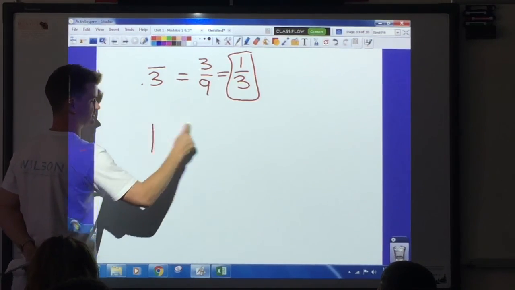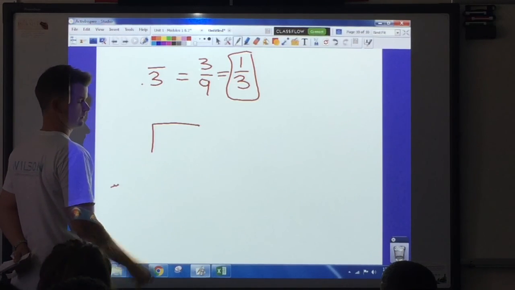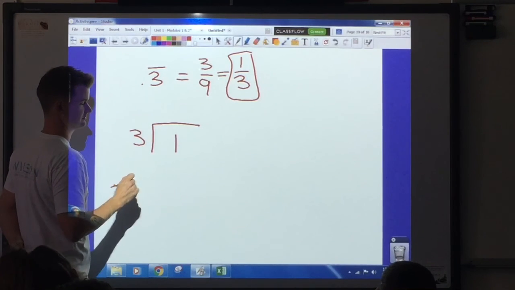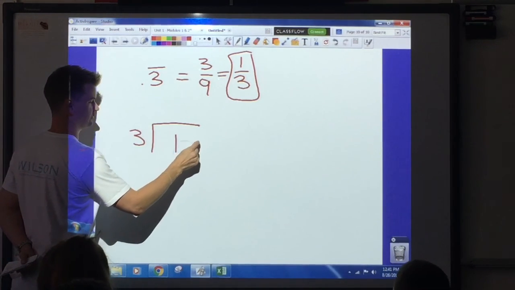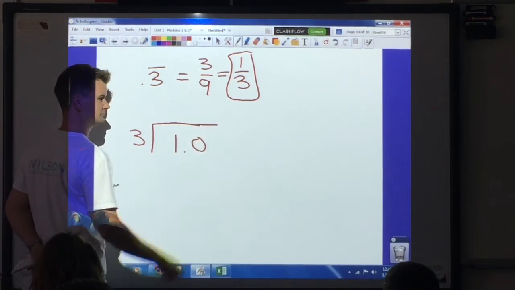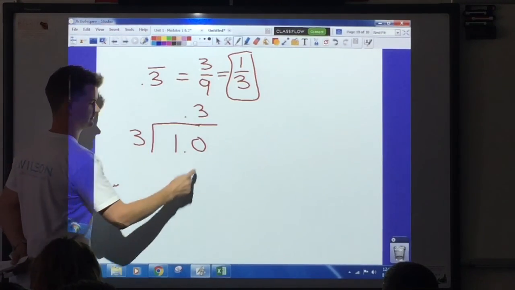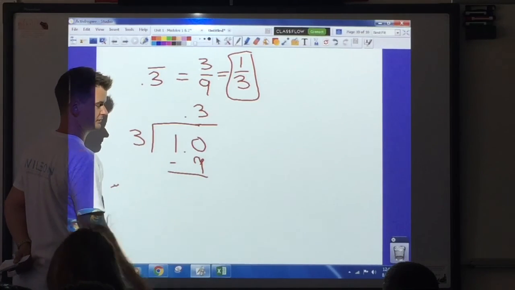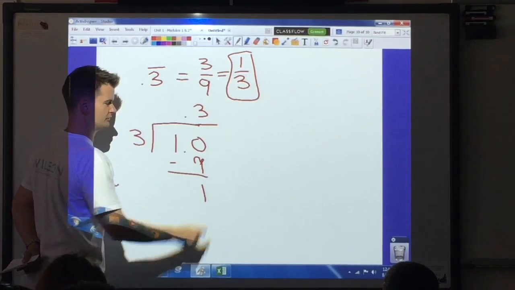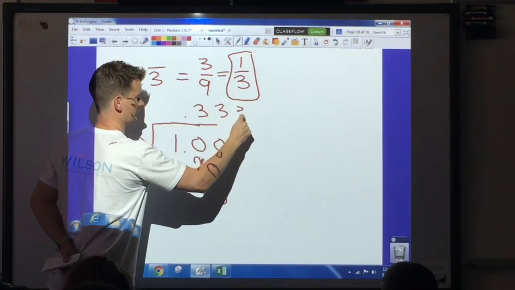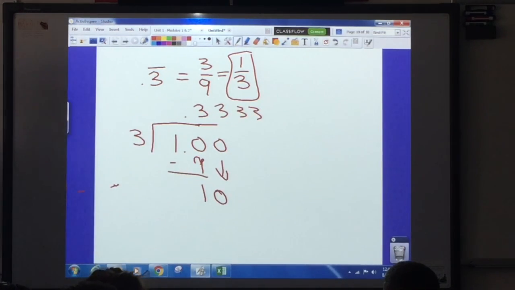What number goes inside the box? 1. What number goes on the outside? 3. Okay, is 3 going into 1? No. So you drop a 0, decimal, into 0. Is 3 going into 10? Yes, 3 times. 3 times 3 is 9. 10 minus 9 is 1. I feel like we've been here before, huh? Deja vu. Drop this, bring it down, and it's going to go on and on and on. It's a trick to deal with repeating decimals.